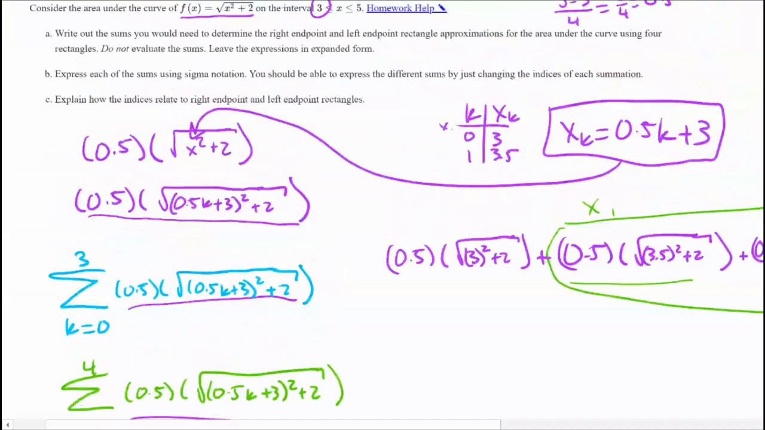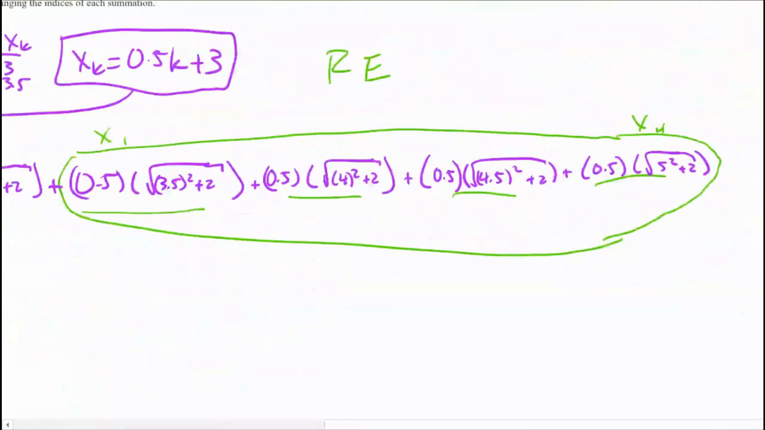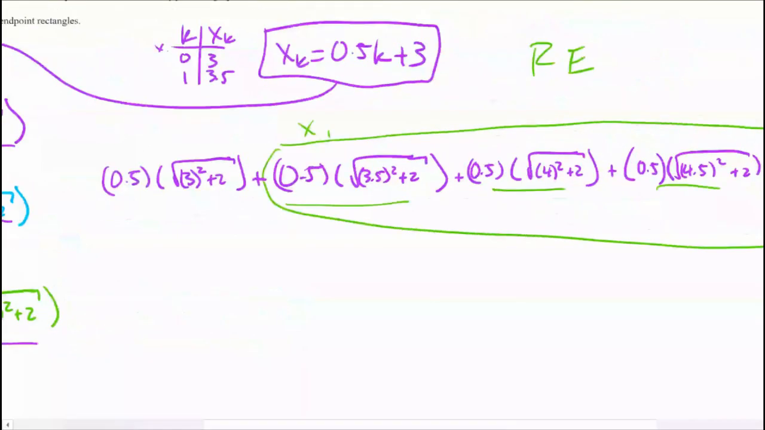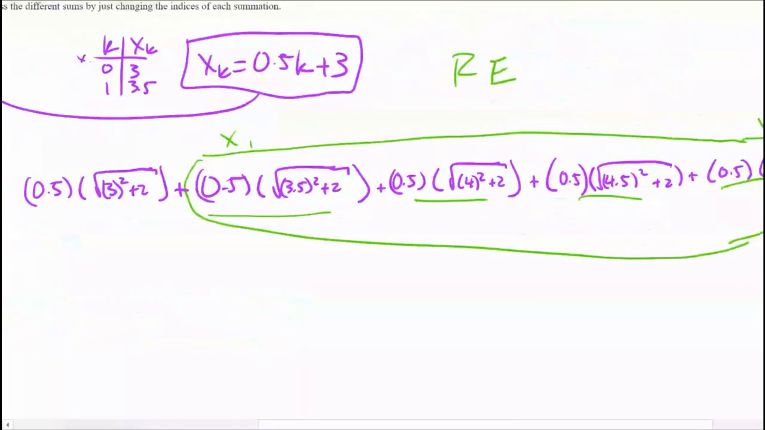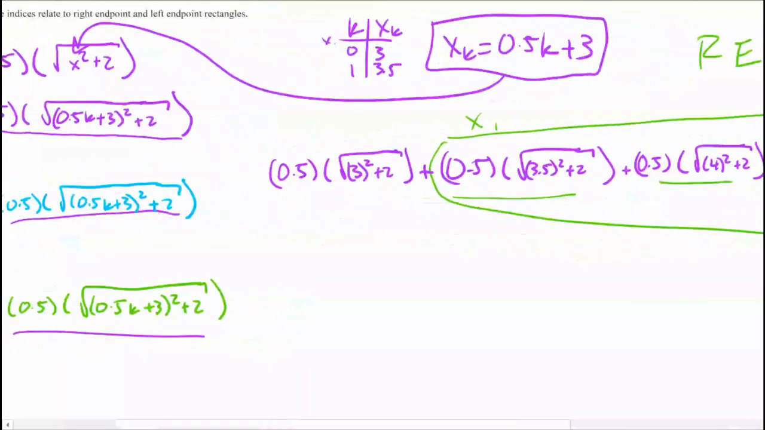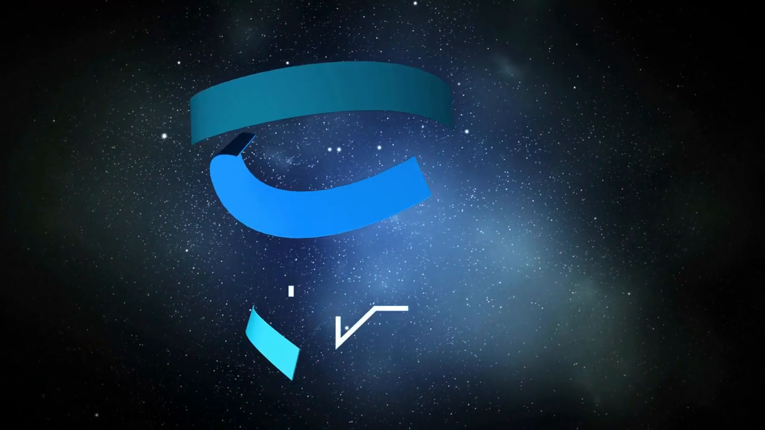So C, explain how the indices relate. Okay, that's what I just did. So you're all finished. Writing out the sums is just a lot, which is why we use summation notation. Even for this one, this is just 4 rectangles, and it took me a bunch of time to do. If I had like 12 rectangles, it's much easier to write this equation here one time and then use our calculator to plug in the values and get our final answers.